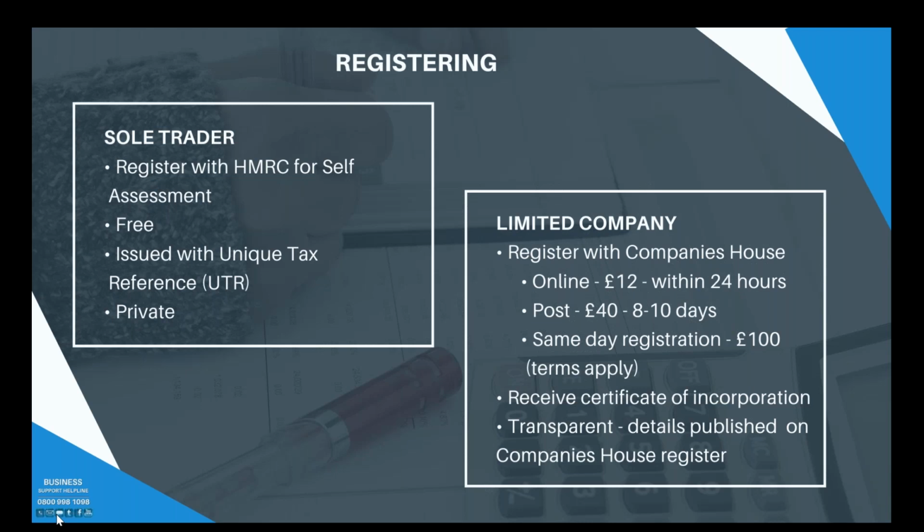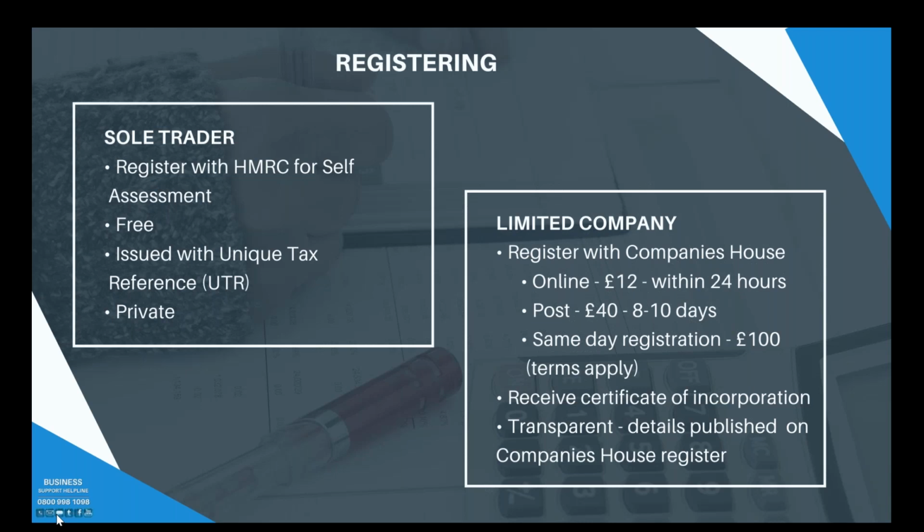Once registration is completed, you will be issued with a unique tax reference number, commonly known as a UTR, and this identifies you as a self-employed taxpayer. You should register as soon as you start to trade, but are legally required to do so by October 5th of the second tax year to avoid any fines, and a tax year runs between April 6th and April 5th.